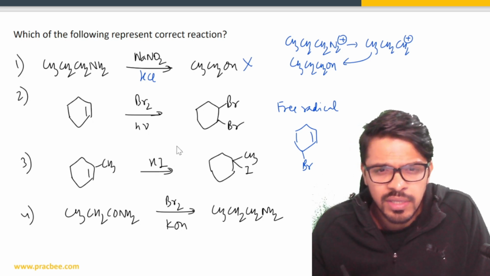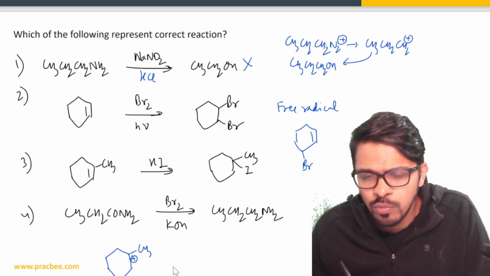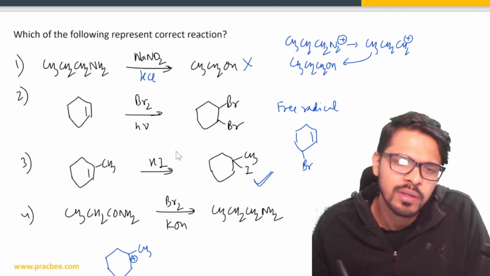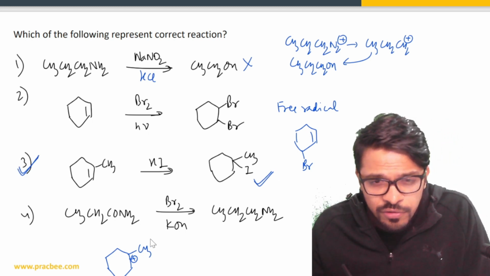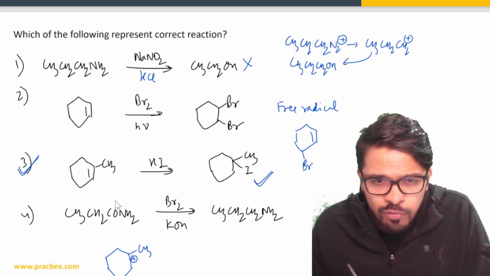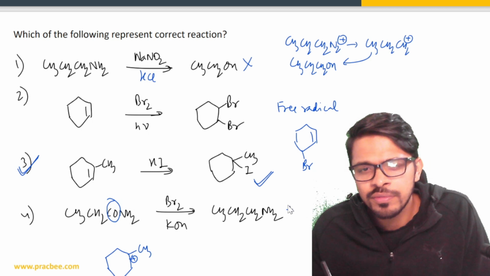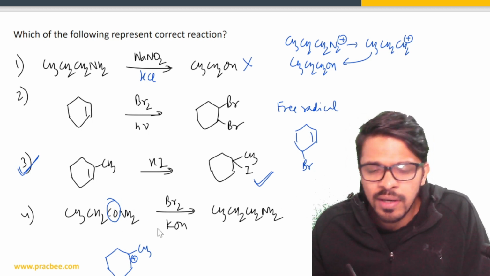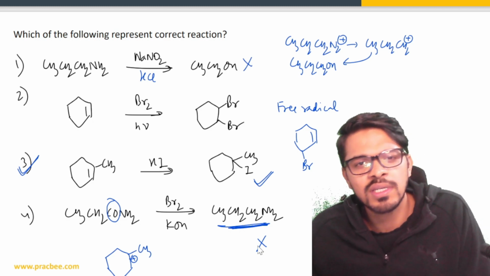Third reaction is the reaction with HI. So we know first a carbocation will be formed, and the carbocation is more stable here, so we'll get this product. Third is the correct reaction. Fourth reaction, if we see, it is Hofmann bromamide. In Hofmann bromamide, the CO is eliminated in the form of K2CO3. A carbon has to decrease, but they are not decreasing the number of carbons. So this is incorrect again.